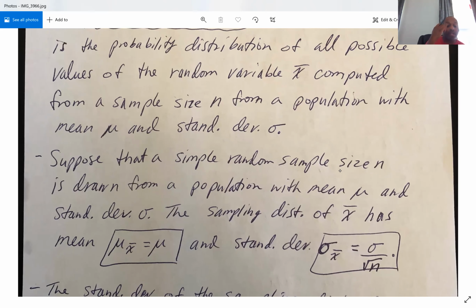So notice our mean is going to be the mean of our population. And then the standard deviation, we would take the standard deviation of the population and divide it by the square root of our sample size. So as always, once you put numbers on it, we'll be able to make those connections a little bit easier. These are the words and the symbols behind that.